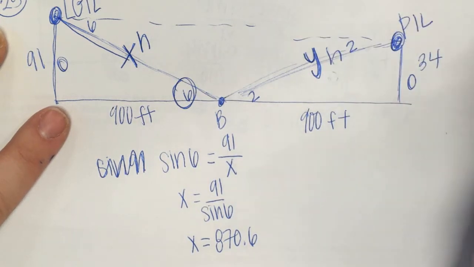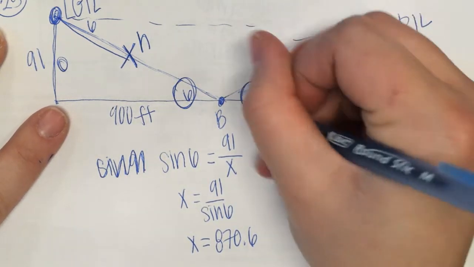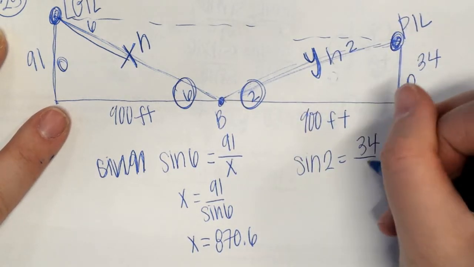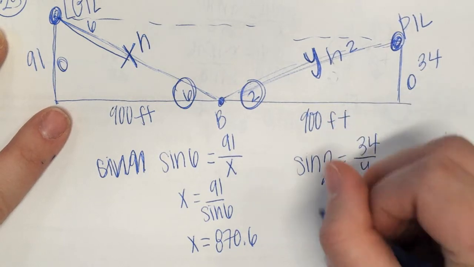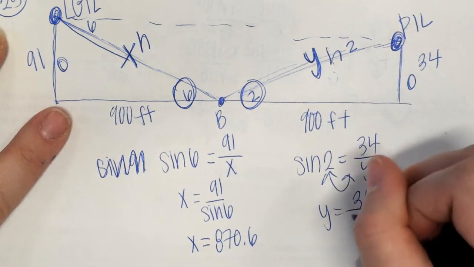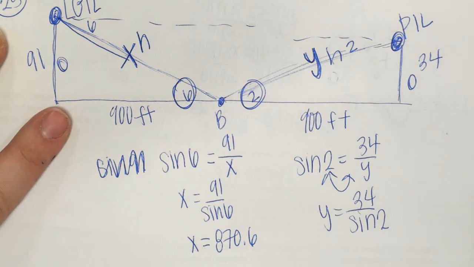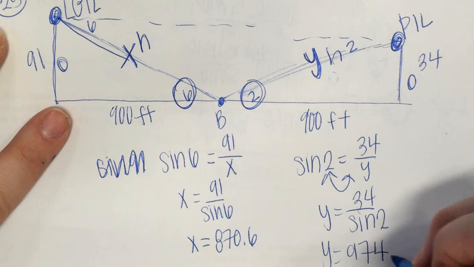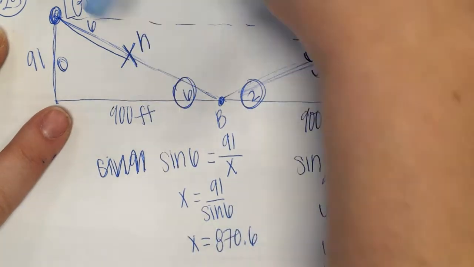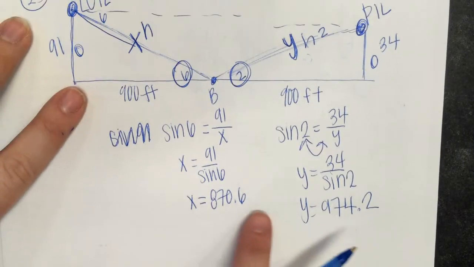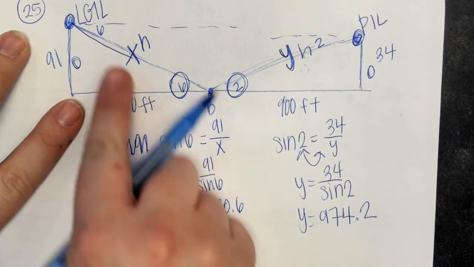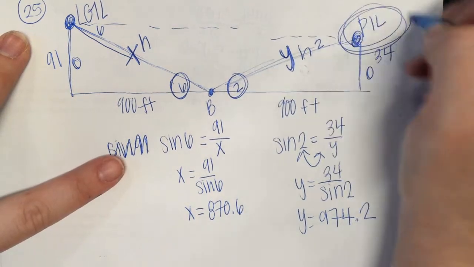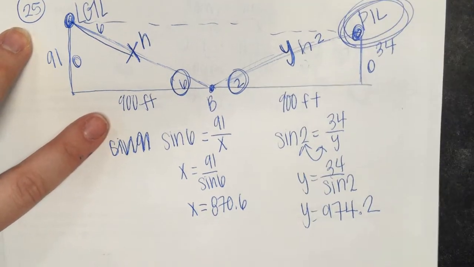When we go over here, you have your opposite and your hypotenuse. This is what you're finding, this is what you're given. You use angle 2, so sine of 2 is equal to 34 divided by y. Switch these two. Y is equal to 34 divided by sine of 2. Plug that in your calculator. Y is equal to 974.2. So which lighthouse will have a light that hits the boat? Well, this light is only going to be 870. This light's going to be 974. So Plum Island Lighthouse wins.